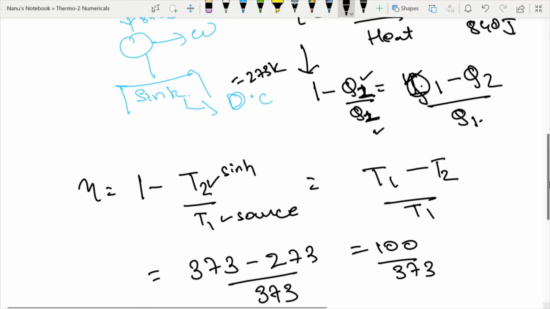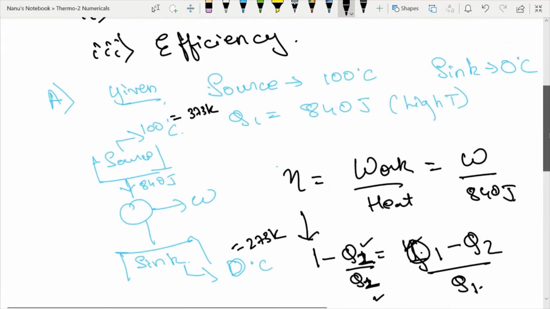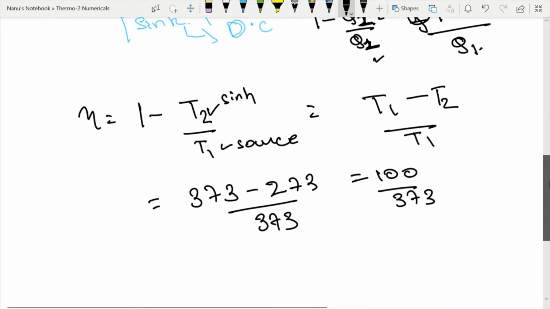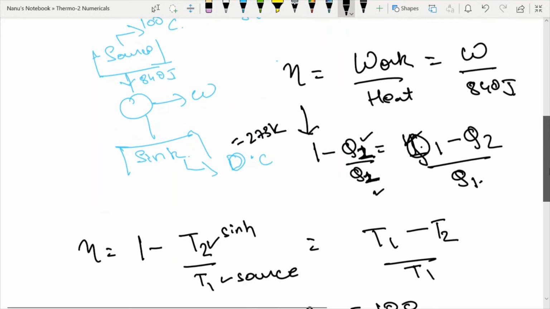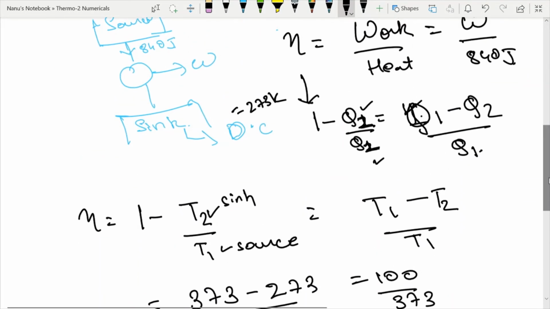So we got this, no need to work out the total thing. So eta we got, and now we need to calculate the work. In the third part, you see, we have to find the efficiency. So we found the efficiency, which is 100 by 373. You can do this by calculator. I don't have the calculator with me right now, so you can easily do that. So efficiency, we got the answer for efficiency, and that is part 3 of the question.